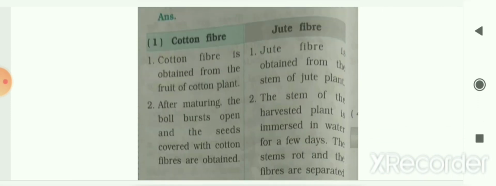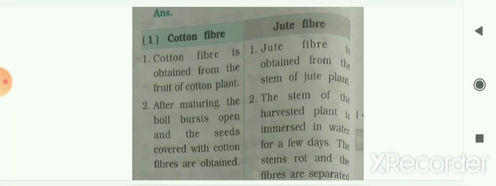The next question is, write the difference between the following. In that, first difference is between cotton fiber and jute fiber. So first point, cotton fiber is obtained from the fruit of a cotton plant, whereas jute fiber is obtained from the stem of jute plant.